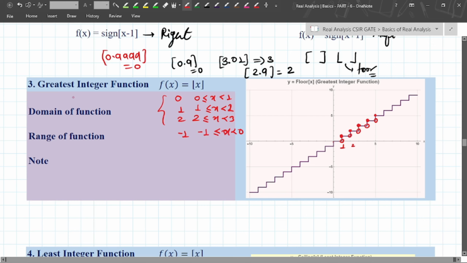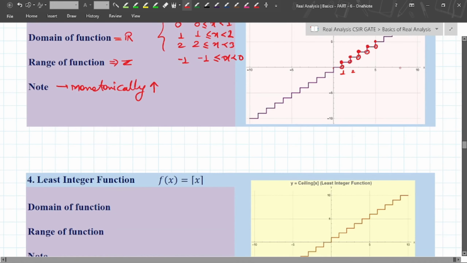So this is the plot of this. Now here, the domain is the whole real numbers, but it is taking only integer values. Only integer values, and it is a monotonically increasing function. This is the property of this.